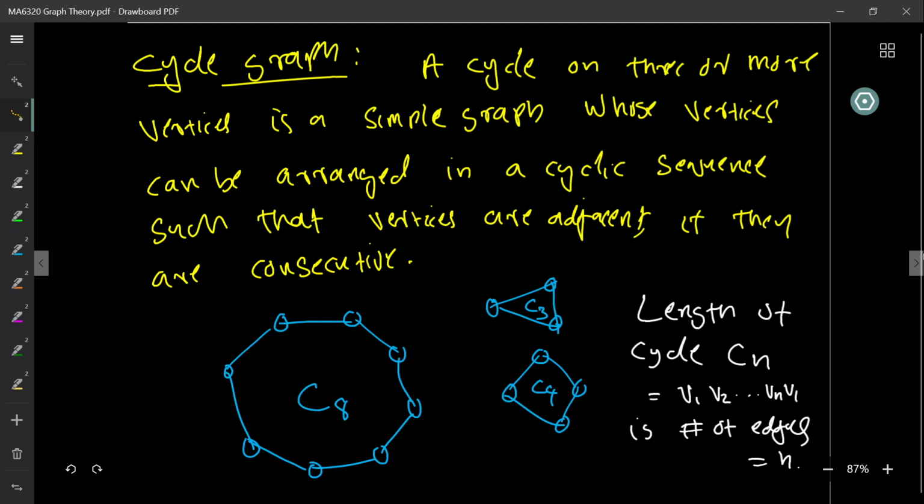C8 is a graph on 8 vertices, which you can put into this order. Similarly, C3 is a graph with 3 edges. C4 has 4 vertices and 4 edges. And the length of a cycle is again the number of edges, and it happens to be n for the cycle Cn. So C suffix n usually denotes the cycle graph with n vertices, and it also happens to have n edges.